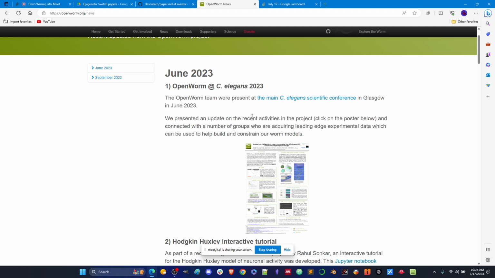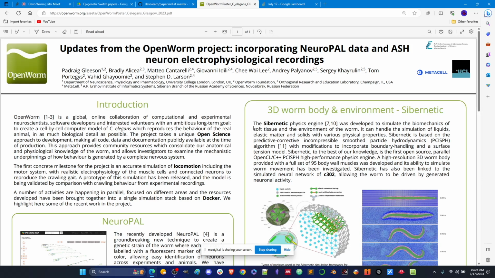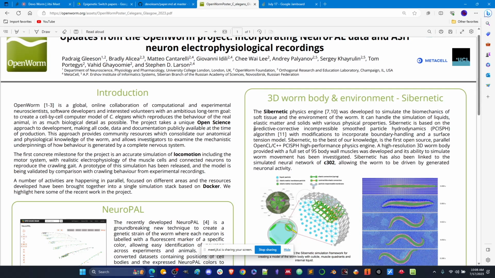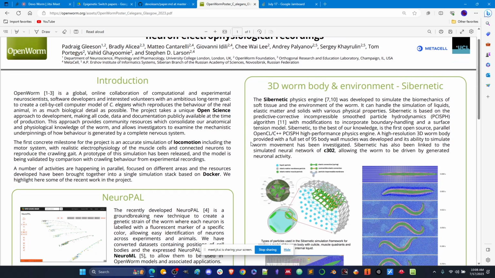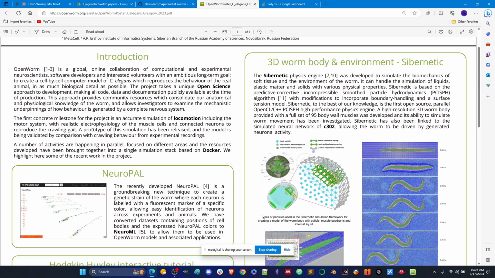So this is the poster. I don't know if this is going to open. I think it will. We have the introduction where we talk about how OpenWorm is an open science initiative with open data and code, and people can run OpenWorm as a simulation. They can use the data, things like that.